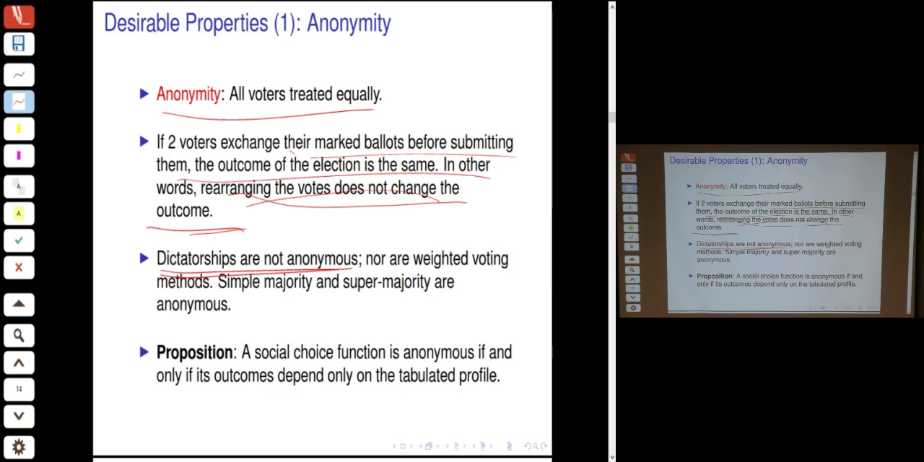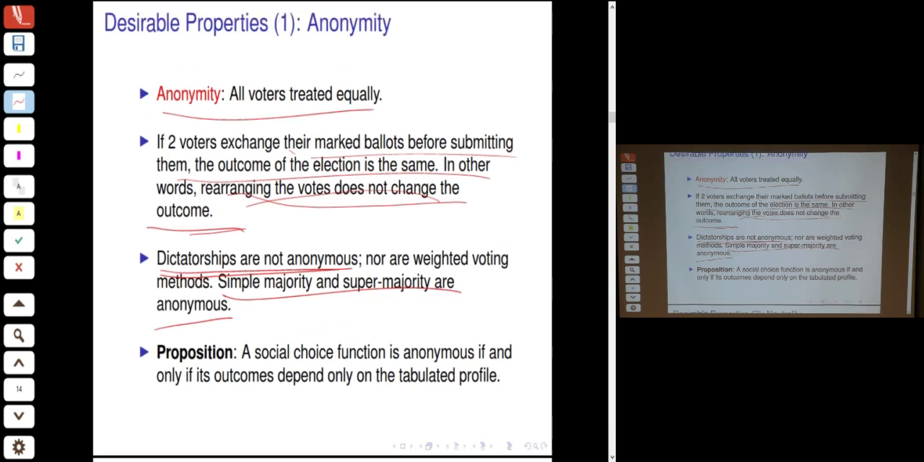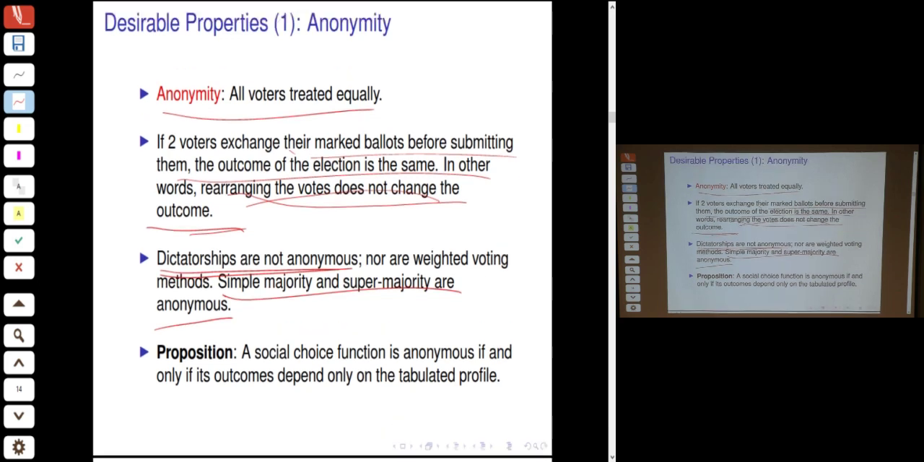Is it clear? Any questions? Simple majority and supermajority are anonymous voting methods. So this example we already discussed. A simple proposition is that a social choice function is anonymous if and only if its outcome depends only on the tabulated profile. So a social choice function, let us remember what it was.